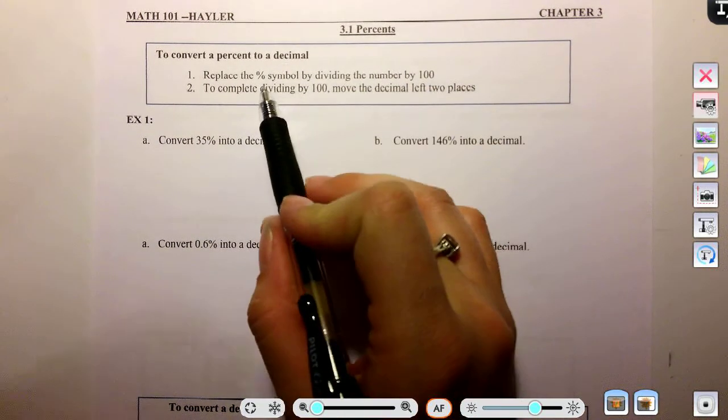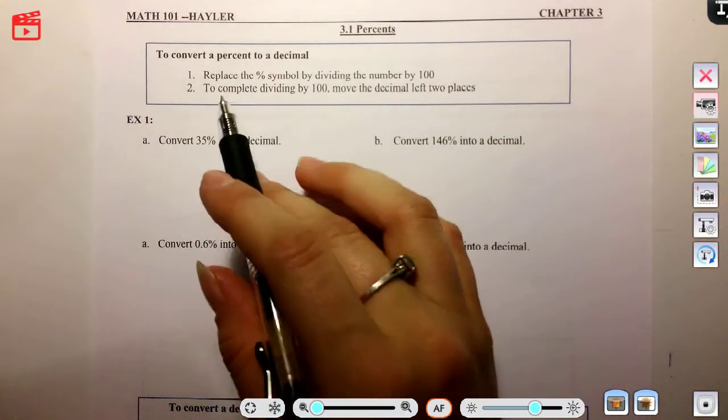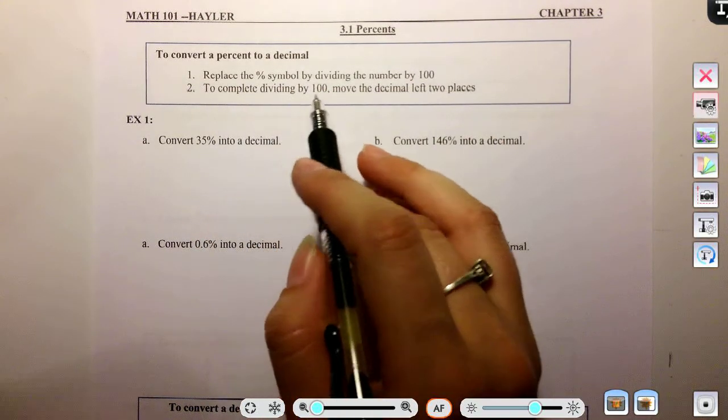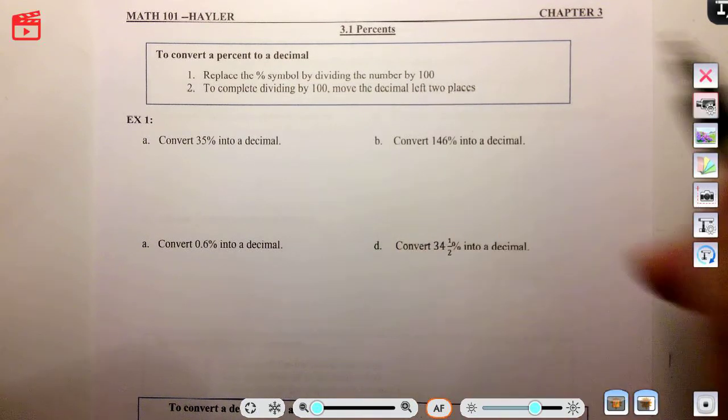So the first step is to replace the percent symbol by dividing the number by 100. And then the second step is to complete dividing by 100. What you do is you move the decimal 2 places to the left.